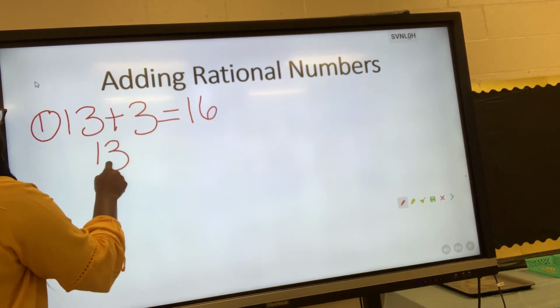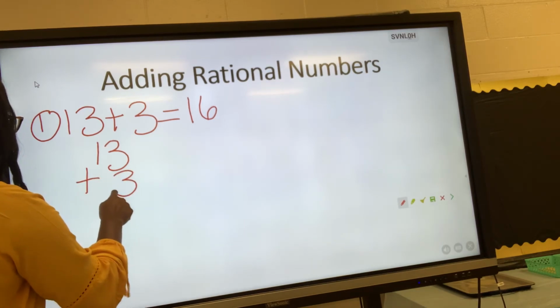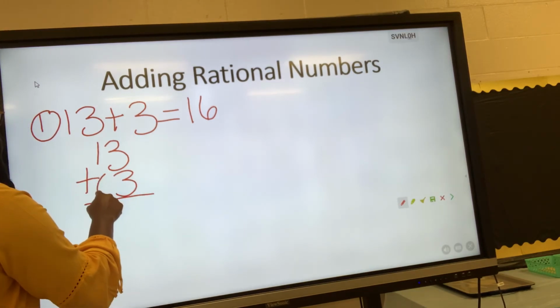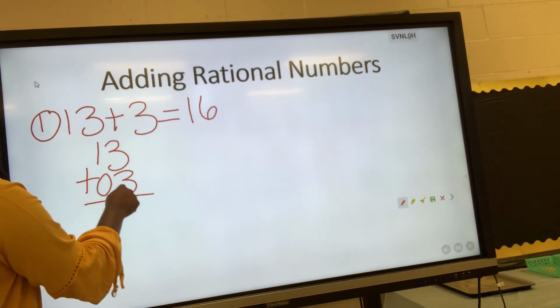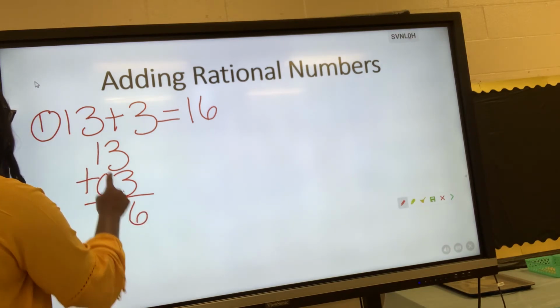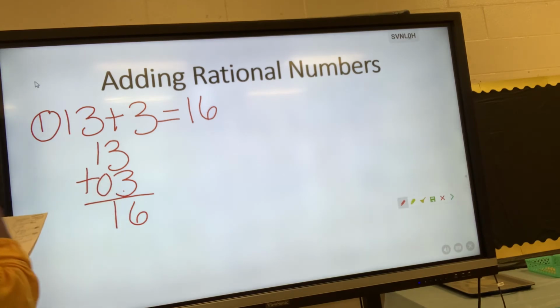If you don't want to add it straight across, you can write it underneath. And of course, we know that this is a 0. So when you add it, you'll get 3 plus 3 equals 6, and 1 plus 0 equals 1.